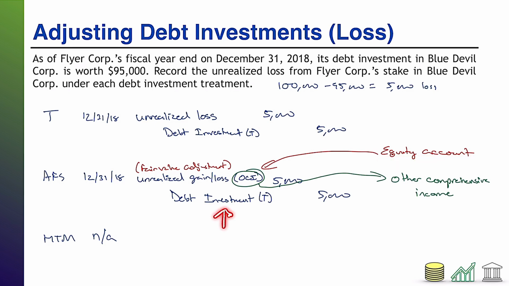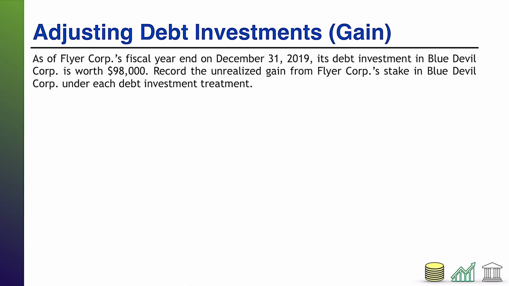So essentially, everything happens on the balance sheet, right? The asset goes down, equity goes down, and that's it. All right, so that's loss. If you understand that, the next slide, where we talk about gain, should actually be somewhat easy.